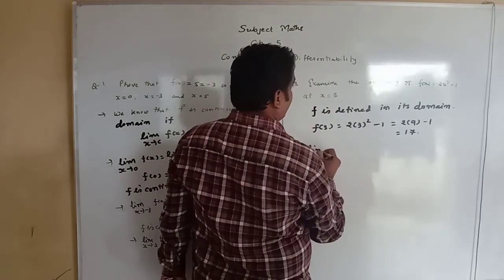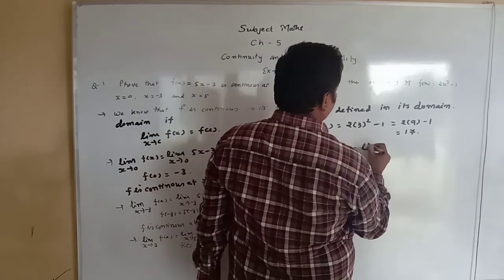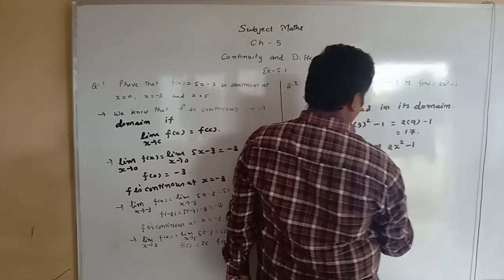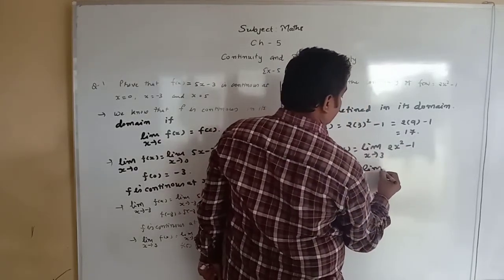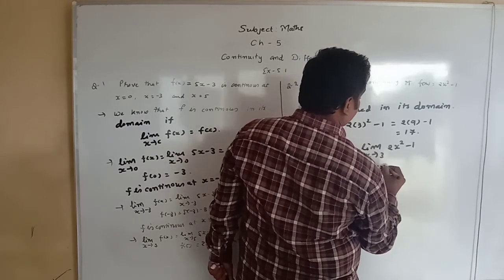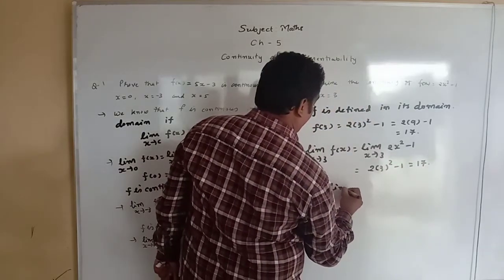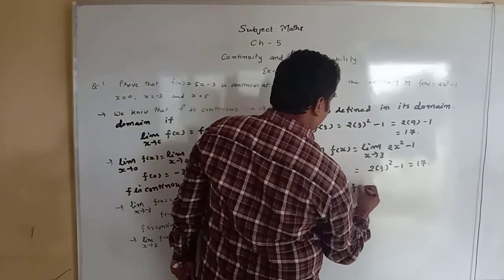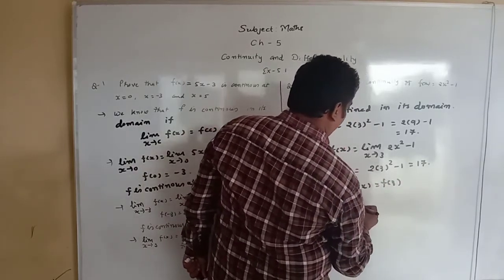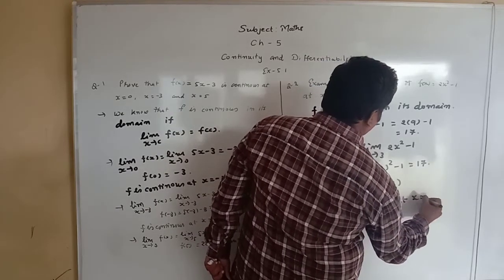And limit x tends to 3 of f(x), we take, then it is limit x tends to 3 of 2x square minus 1. So it will be 2 into 3 square minus 1, again it is 17. And so we can write that limit x tends to 3 f(x) equals f(3), and so f is continuous at x equals 3.